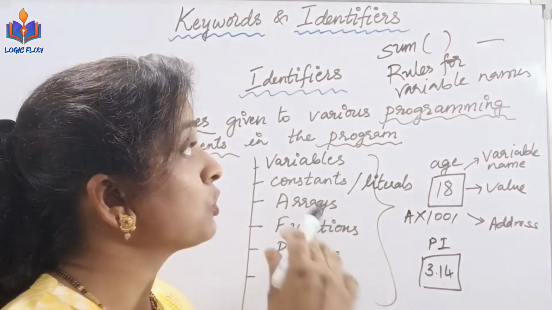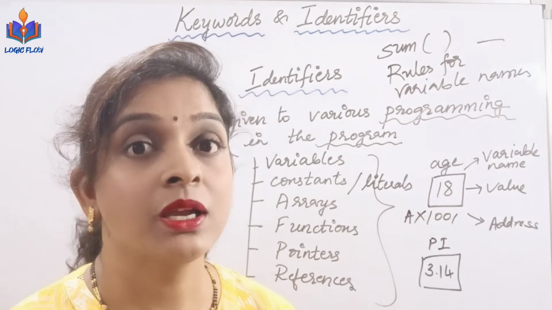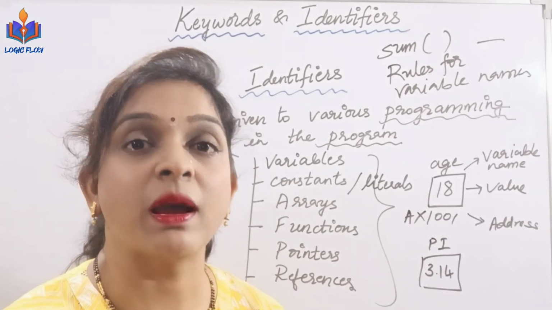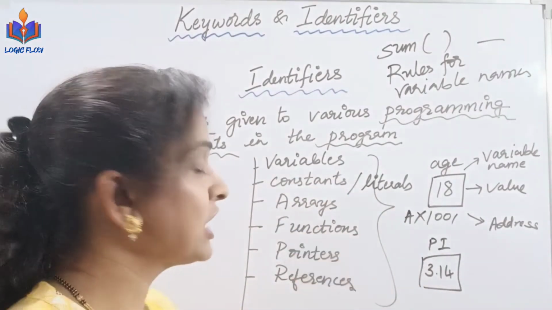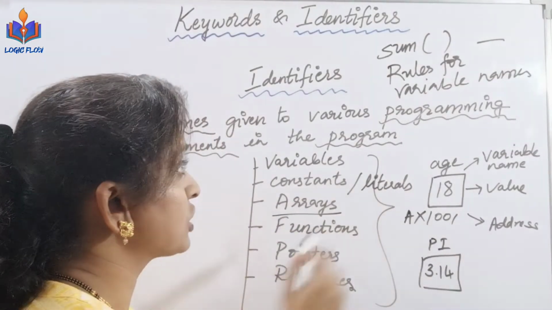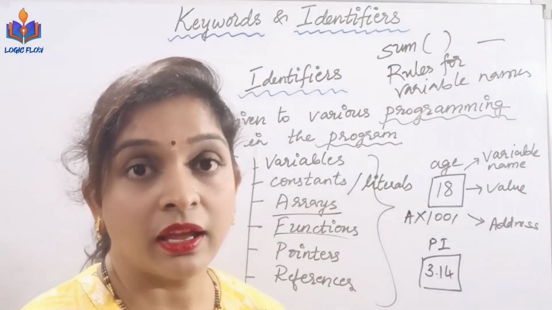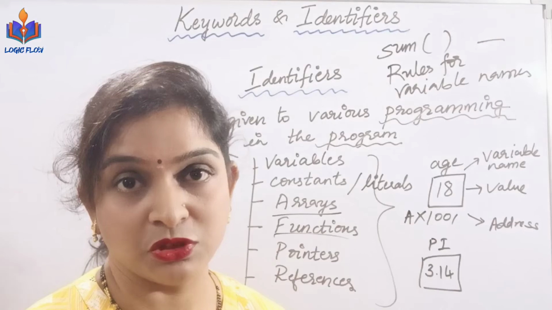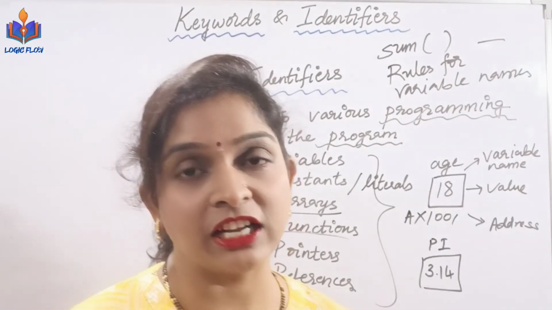I have discussed those rules in the topic on variables. Please do check out that video. Those rules can be applied to all these programming elements. It may be the constant that I create, I should follow the same rules. It may be the name of a function, say sum, the same rules, array, functions. Any programming element that I use in my program should follow the same rules. So this is what I wanted to say about keywords and identifiers.